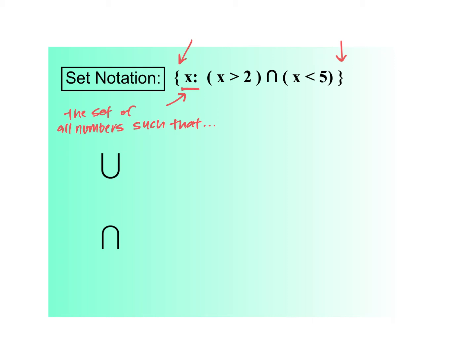So here in set notation, we have some inequalities. The description here is that x has to be greater than 2, x has to be less than 5. This symbol in the middle here, it kind of looks like an upside down U. That is called the intersection. It can be thought of as the word and. So in this set are all of the numbers that fit both x is greater than 2 and x is less than 5.